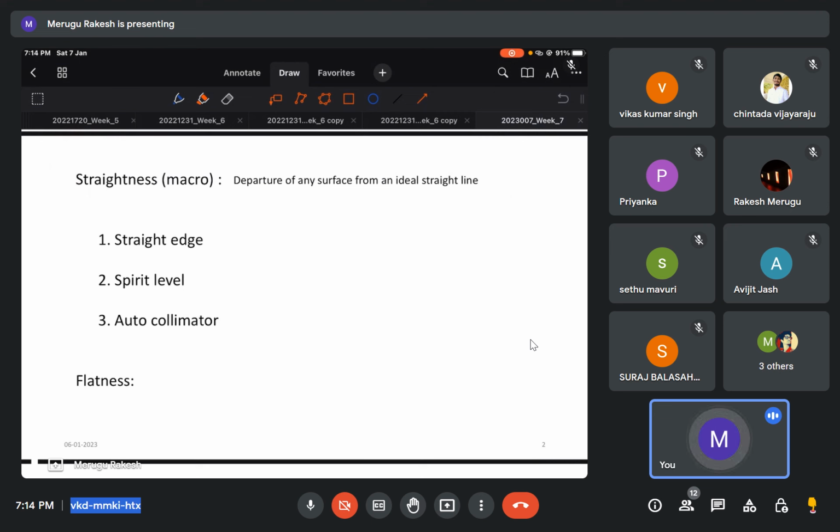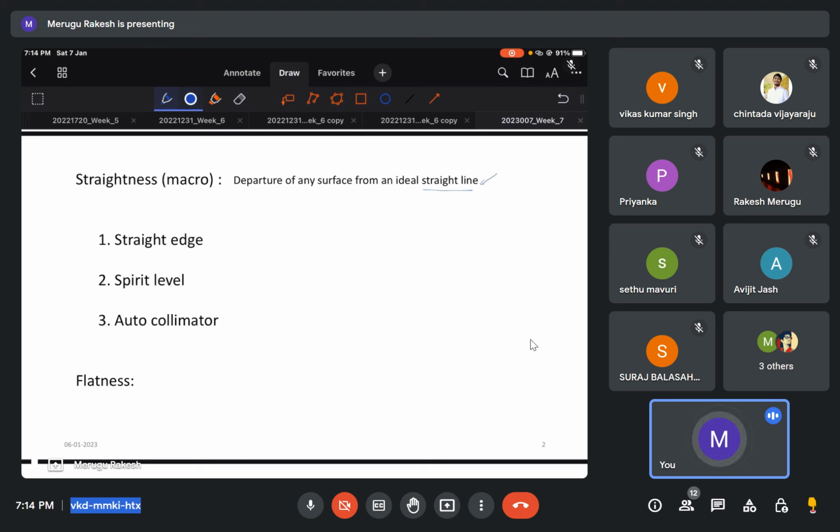So the first one is straightness and flatness. Straightness is simply the departure of any surface from an ideal straight line, and this straight line is like the datum that we take. There are some systems for how to consider this ideal straight line or datum. Then the deviation from this datum line is the straightness error.